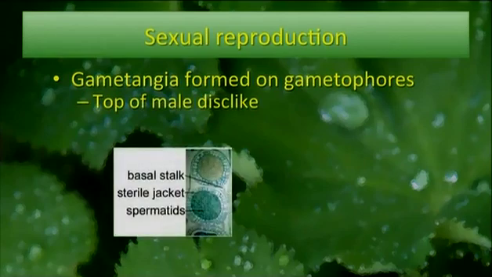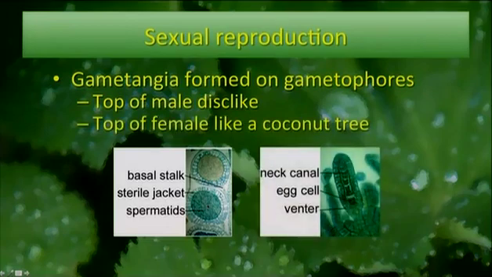The top of the male is disc-like. This is actually showing some antheridia with the spermatids, which will become the sperm later on. The top of the female is like a coconut tree. You can see the fronds here of the so-called coconut tree. Generally you have one egg cell, and then you have a tube called a venter, in the female archegonium.